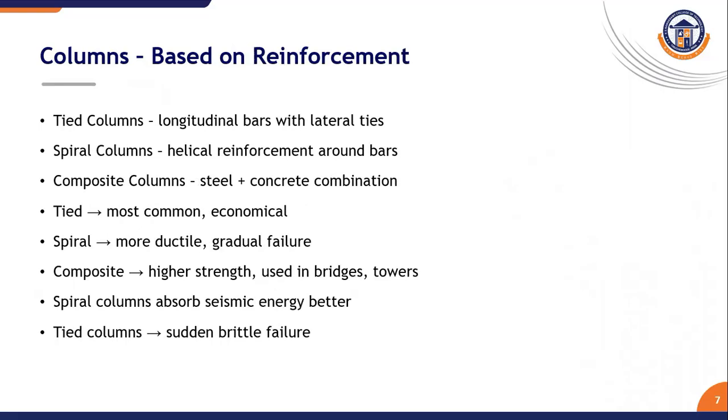Column based on reinforcement. Reinforcement arrangement is another important classification. Tied columns consist of longitudinal bars held together by lateral ties and are economical and widely used. Spiral columns reinforced with helical reinforcement provide greater ductility and higher load capacity, making them safer in seismic zones. Composite columns combine concrete with structural steel, offering excellent strength and stiffness, especially in bridges and high-rise buildings. The type of reinforcement affects not just the load capacity but also the mode of failure. Spiral columns fail gradually, while tied columns fail suddenly.